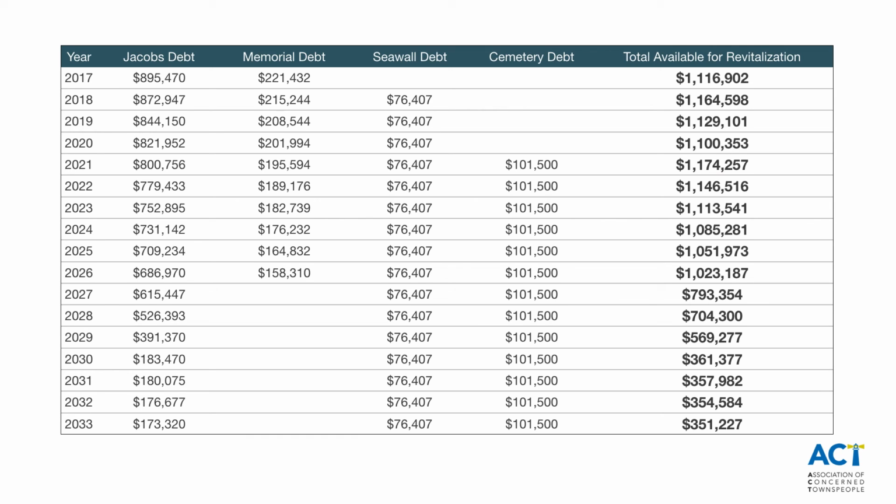However, when the loans for the seawall and cemetery repairs are paid off, the money that the town is currently using to make these payments can also be repurposed for revitalization. All told, our revitalization budget for bonded or non-bonded projects will be approximately $1.1 million for the first 10 years of the proposal. In years 11 through 17, the amount of money available quickly drops.